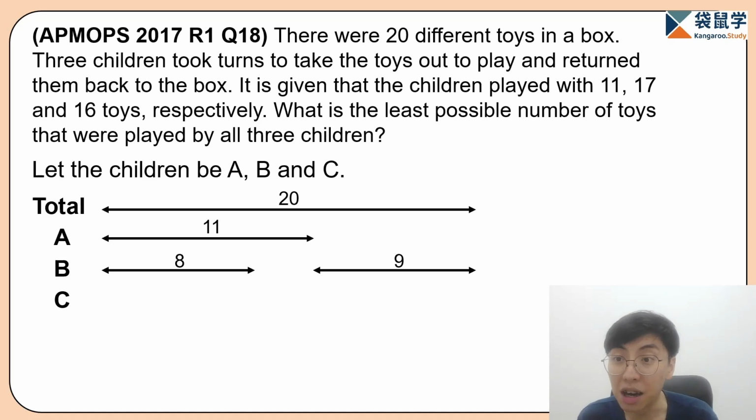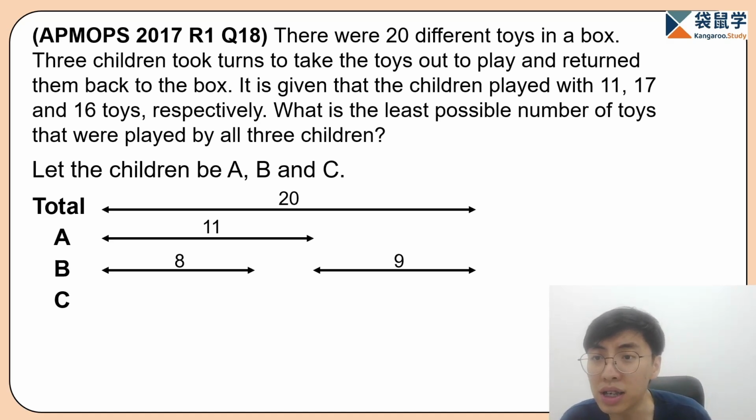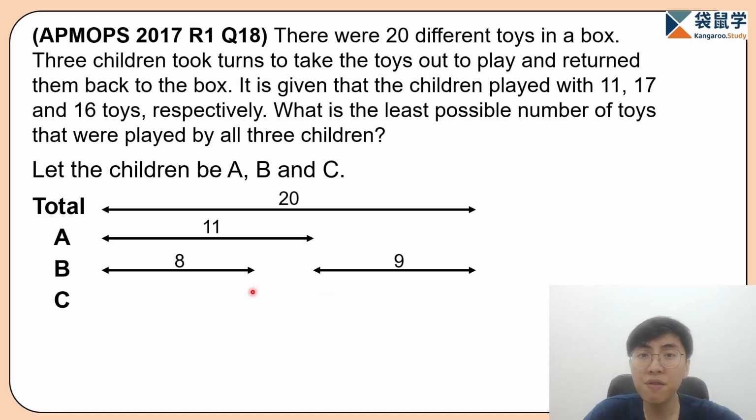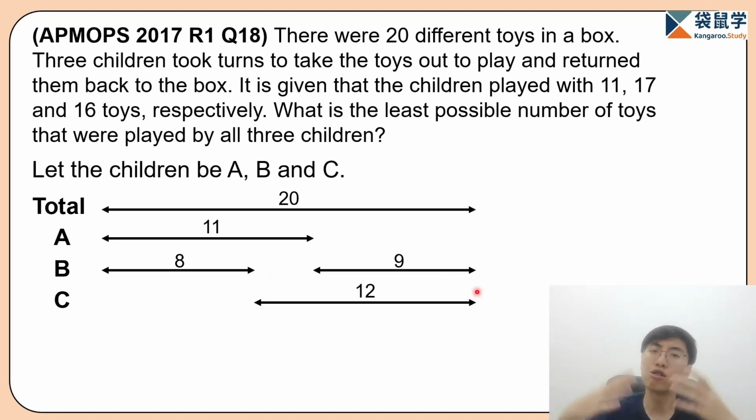Now on to the last guy. 16 toys here. So how should we put those 16 toys? We realize that starting from this part over here, all the way to the end, oh, those toys are only being played one singular time. So of course, from here to here, we can draw a line, 12 of it.